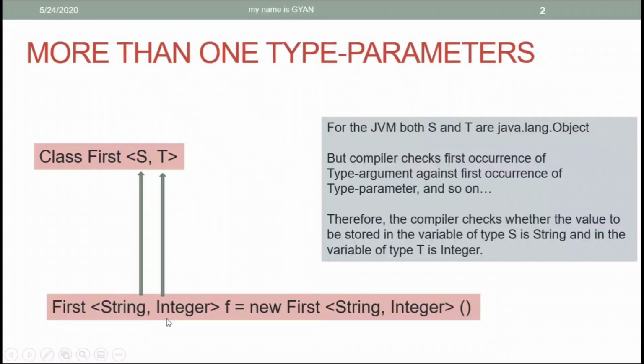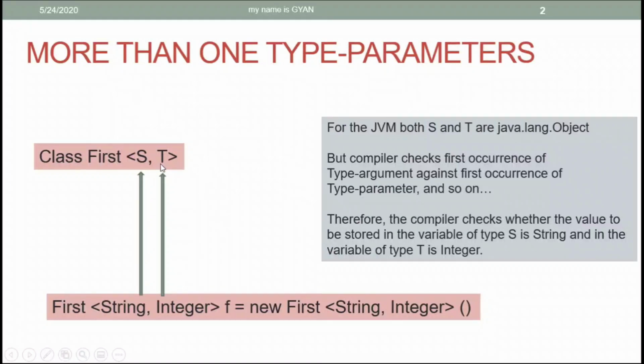The order of the type arguments at the left hand side should be the same as the order of the type arguments at the right hand side. For the JVM, both S and T type parameters are java.lang.Object. As we have seen in the earlier videos of this session, for the JVM, all the type parameters are always java.lang.Object. But the compiler checks the first occurrence of the type argument against the first occurrence of the type parameter, the second occurrence of the type argument against the second occurrence of the type parameter, and so on.